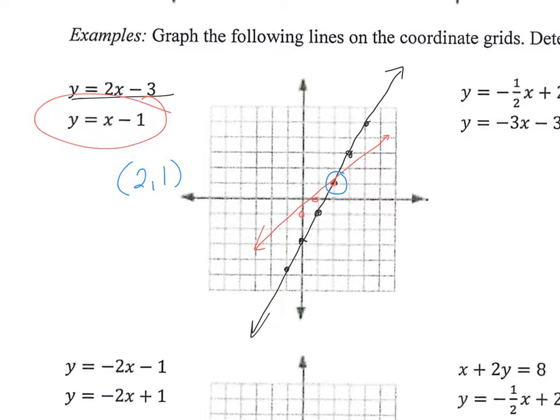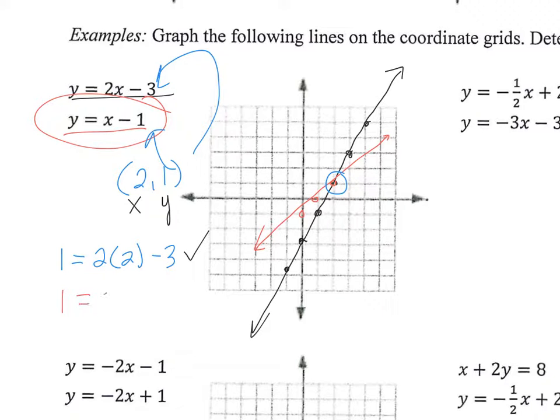So this means that (2, 1) is on this line and this line, and it works for both. So you can always check your answer. I'm going to let x be 2 and y be 1, and plug it into the first equation. Does 1 equal 2 times 2 minus 3? Does 1 equal 4 minus 3? Yes, it does. Then I'm going to check the second one by plugging in 2 and 1. Does 1 equal 2 minus 1? Yes, it does. So because this point satisfies both of these equations, it's a solution to the system.